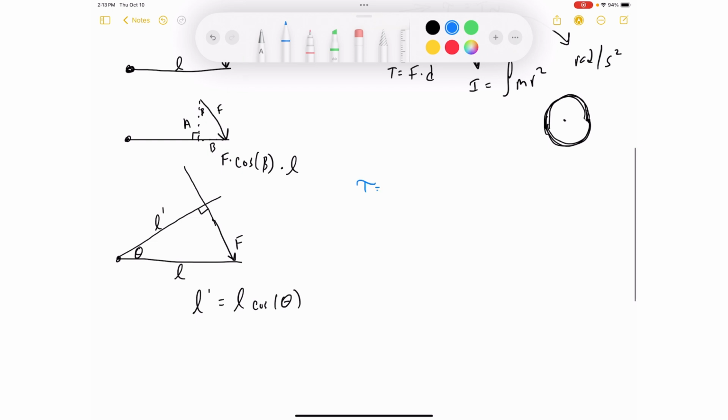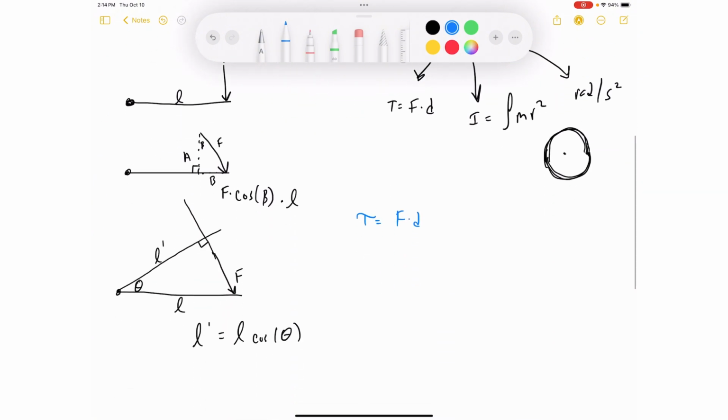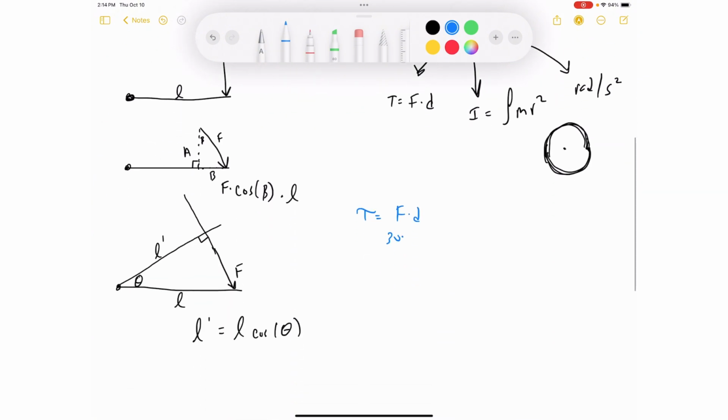So then tau equals, essentially here, force times distance, or your lever arm. The force was 30. And then the distance is just the radius, 0.2. Okay. And so you end up with 6 newton meters of torque. Okay. So we just calculated that. That's the torque caused by the force. So the force caused the torque.